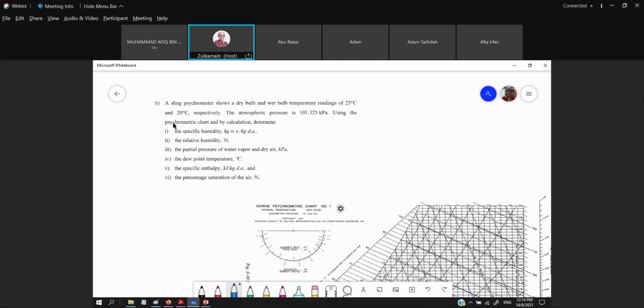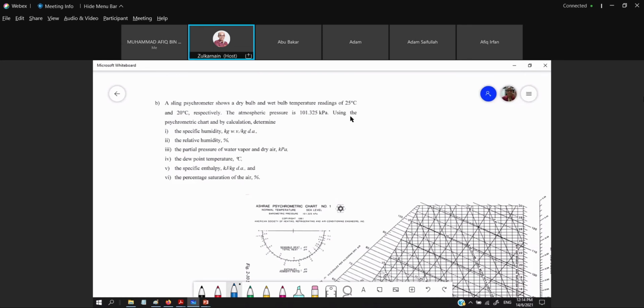Bukan kena buat everything dalam chart dan everything kena tunjukkan dalam calculation. Some of them you are going to get from the chart, and some of them you are going to get from the equation. Right? So now we have a state.